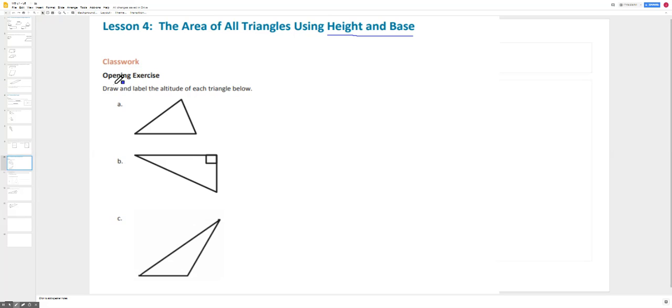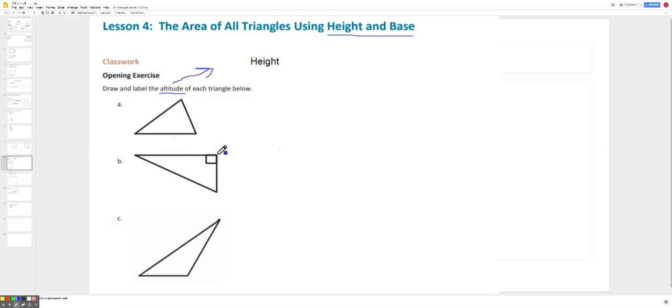It says, draw and label the altitude. Here's kind of a fancy word here, an altitude of each triangle below. Well, the altitude really is known as the height. It means the same exact thing. There really is no difference. The altitude is just simply a fancy word for saying height. All right, so here we go.